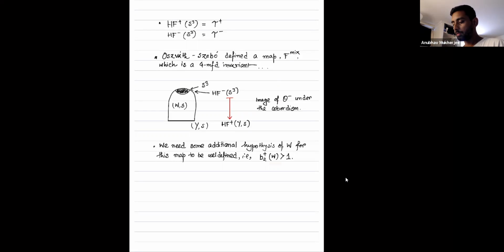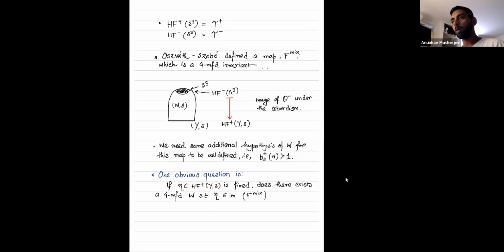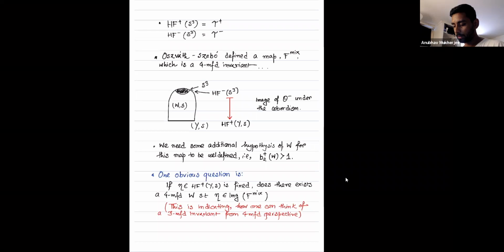So this is giving you an invariant. But notice that in this case, we are looking at the image of theta minus under this map. So one obvious question one could ask is: if I fix an element eta in HF plus of Y, does there exist a 4-manifold W such that eta is in the image of the mixed map? So this is also indicating how one can think of Heegaard Floer homology.